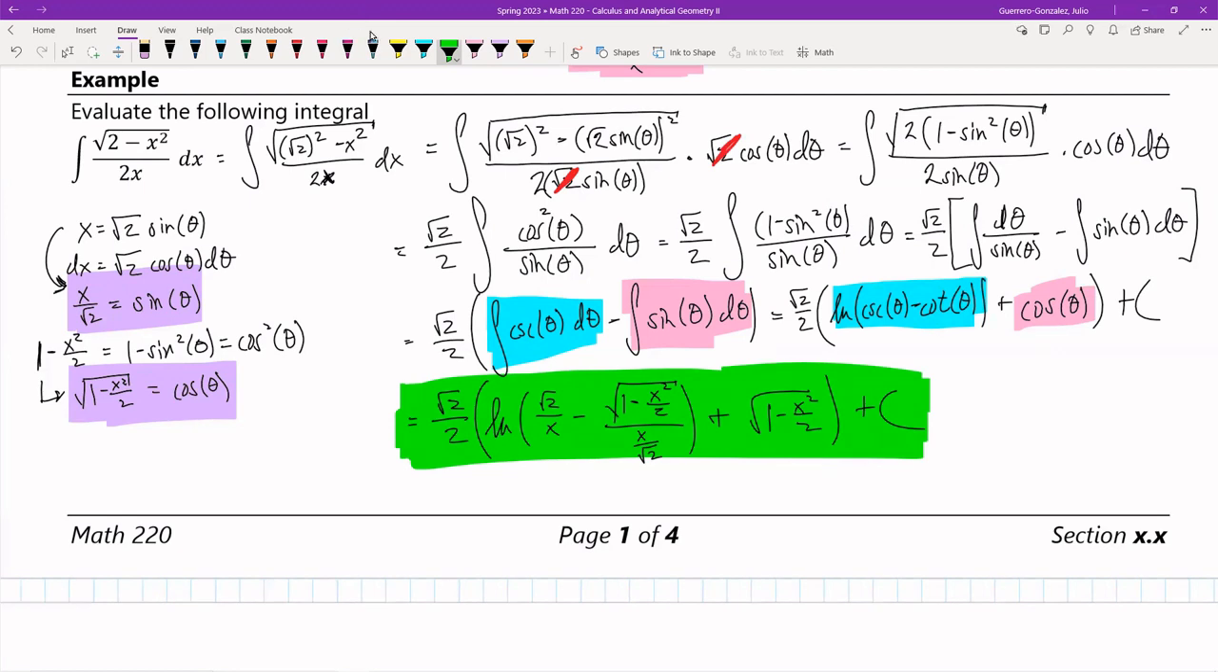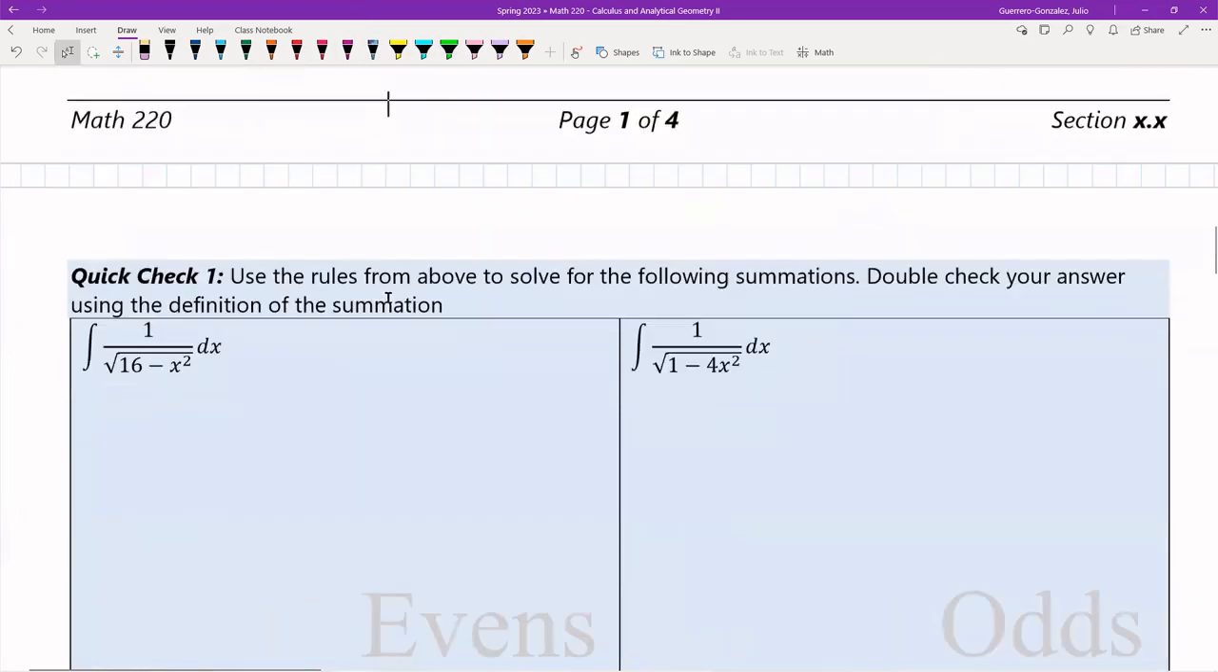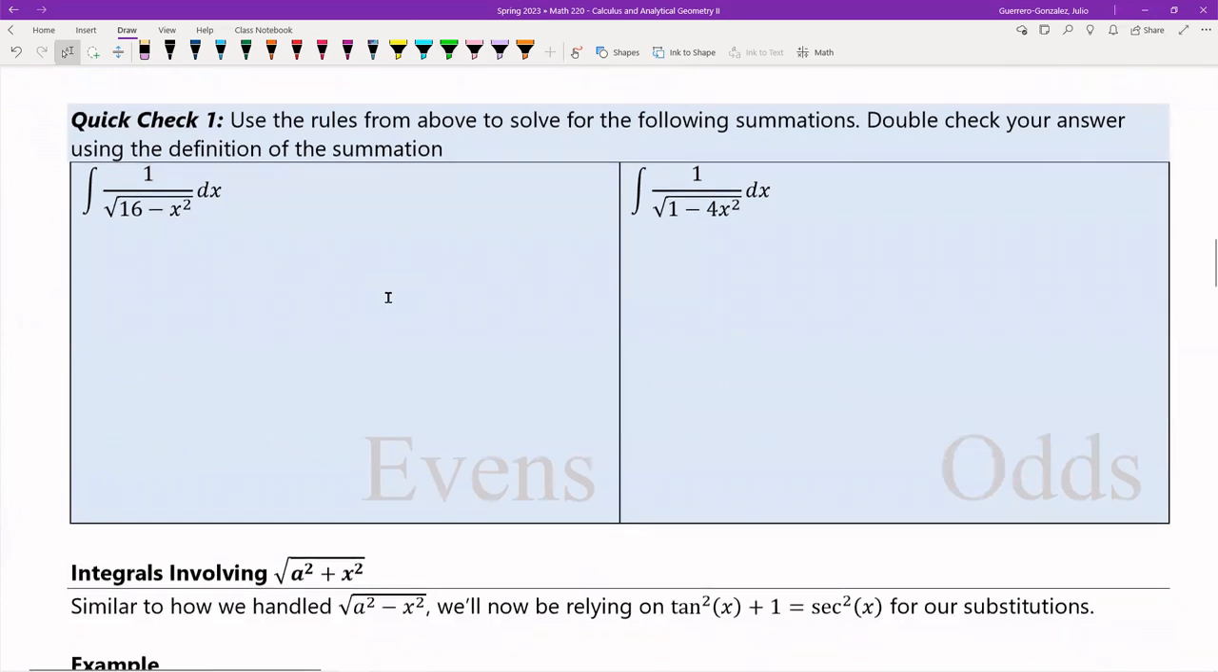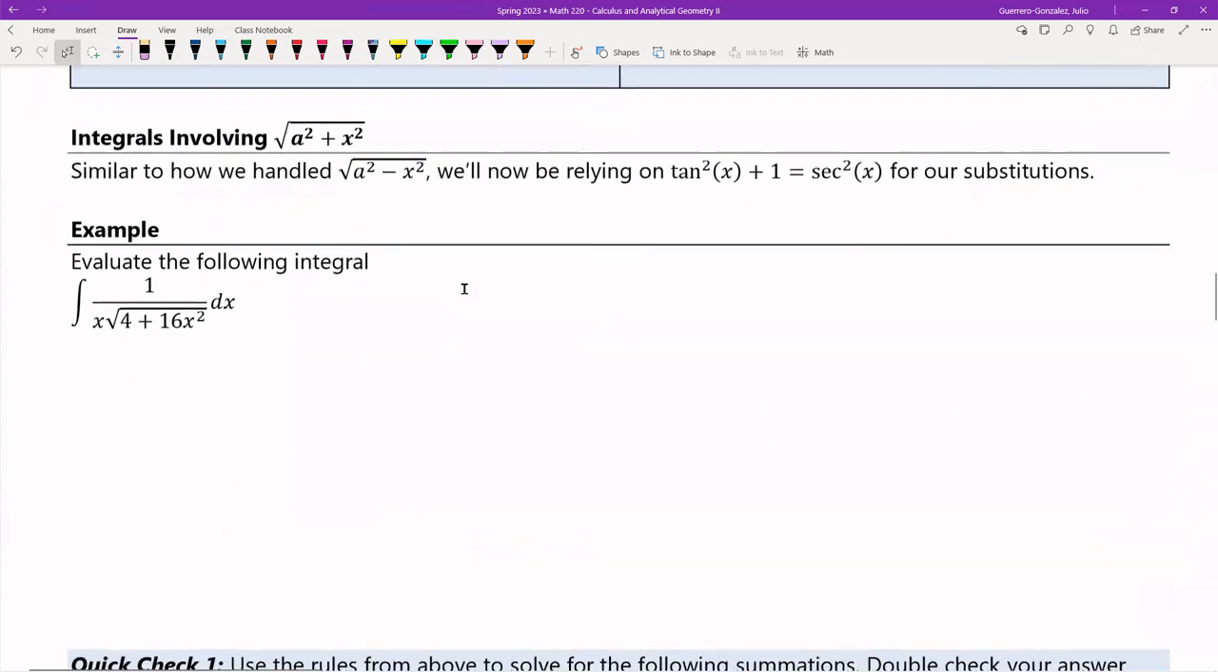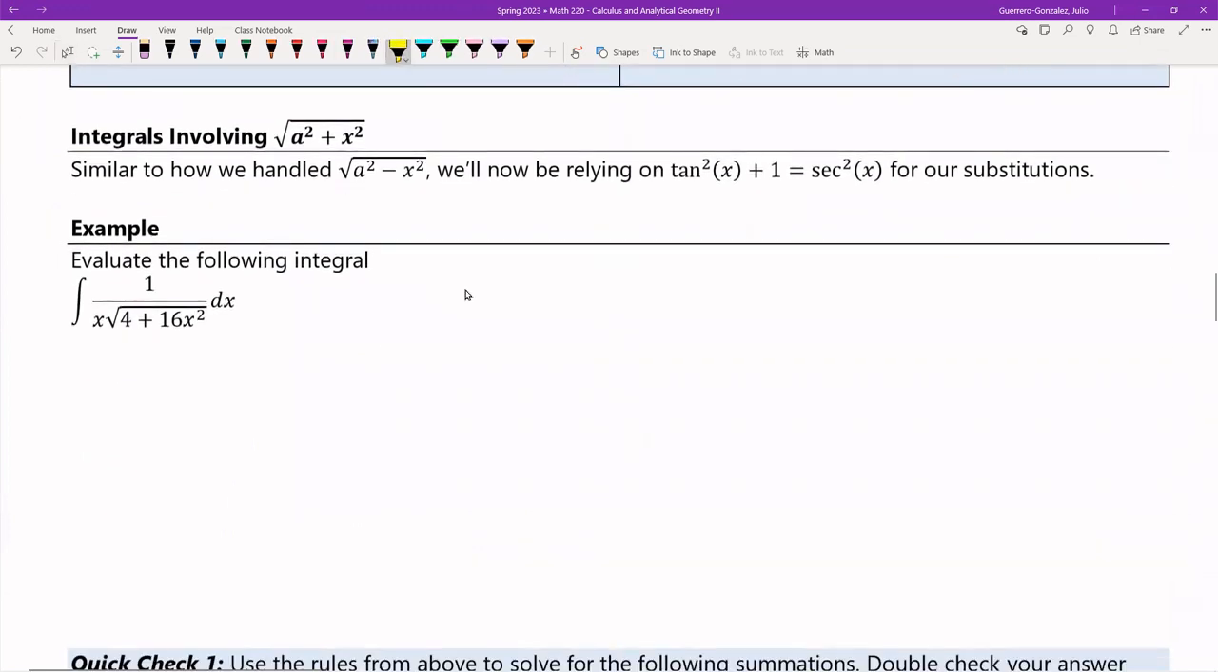Okay, so what comes up next is, like I said, I want you guys to practice. Here's a couple for you to practice on. The evens do the one on the left, the odds do the one on the right. We're still using trig substitutions here, so just keep that in mind. Okay, moving on.